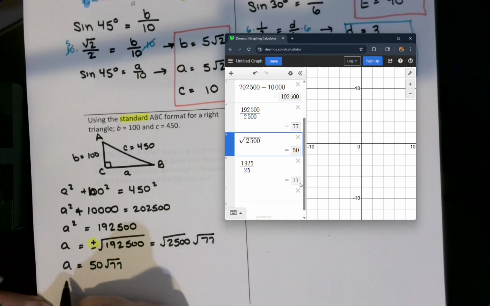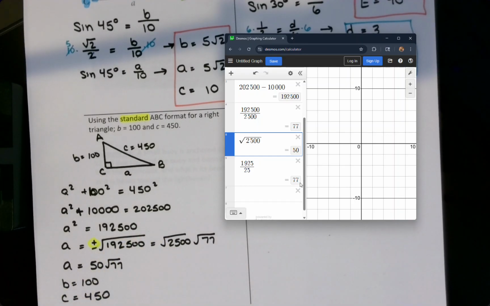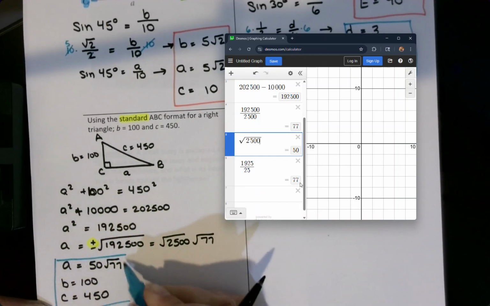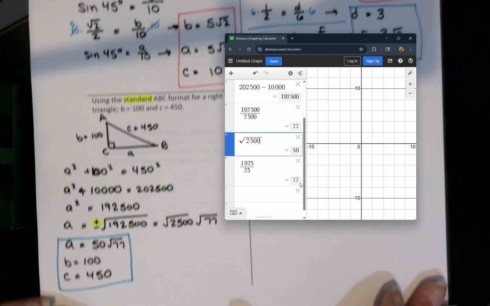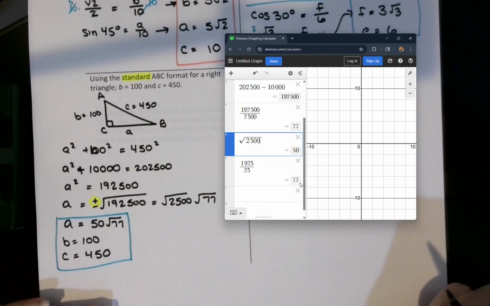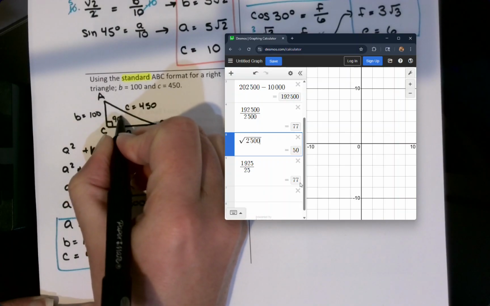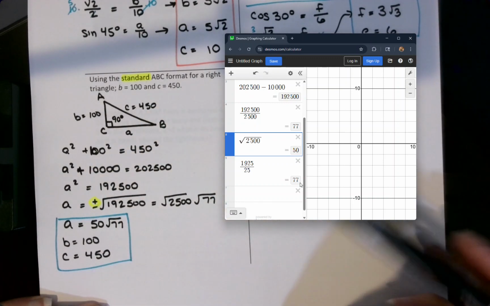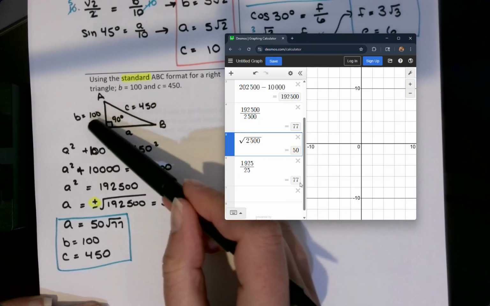All right, so I've got A, I've got B, which is 100, and I've got C, which is 450. So those are the three sides of this triangle, all exact values. Now we're going to go ahead and look for some of the angles. I know the angle C, of course. That one is our 90-degree angle. I don't know either angle A or angle B. And I want to start with one who uses the ratio of the two numbers that are whole numbers. It's just a little easier to do.